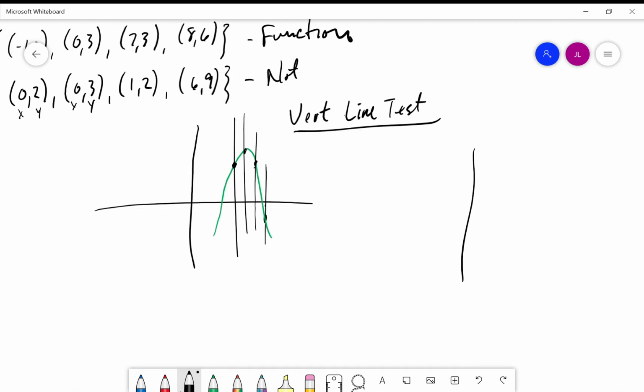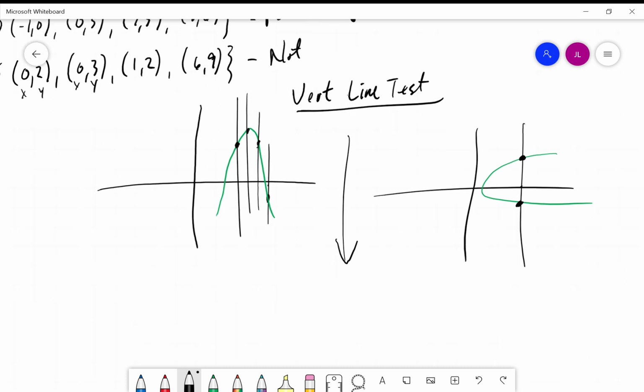Something that may not pass the vertical line test could look something like this. We could have something that goes like this. So when we draw a vertical line, we're saying, oh my, we hit a point there and a point there. That means for this x value, we have two different y's. So this isn't a function. So that's what the vertical line test tells us. If we can draw a line straight down through a graph, and if any line intersects 2 points on that graph, we do not have a function. If the line only intersects 1 point, we do have a function.